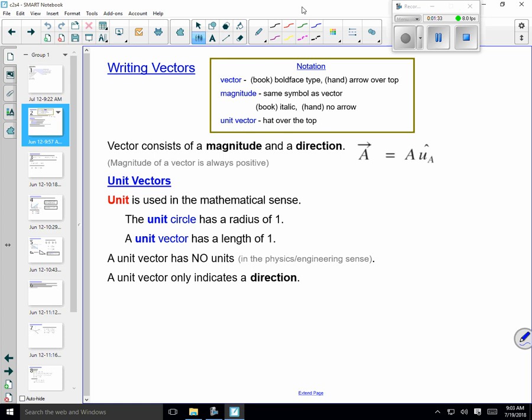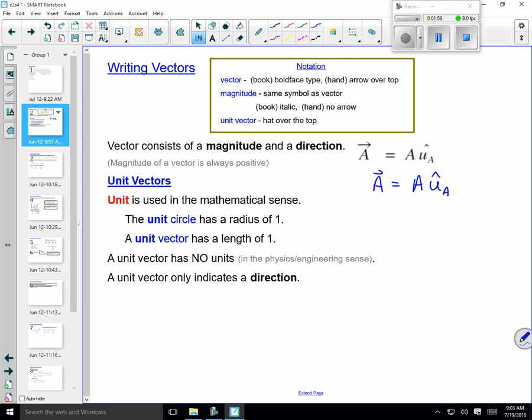So here's this simple little expression, A is equal to A U of A. If I was writing that by hand, I would write A is equal to A U hat A. And that just tells me the vector A is equal to the magnitude of A times the unit vector in the direction of A. Now, what's a unit vector?